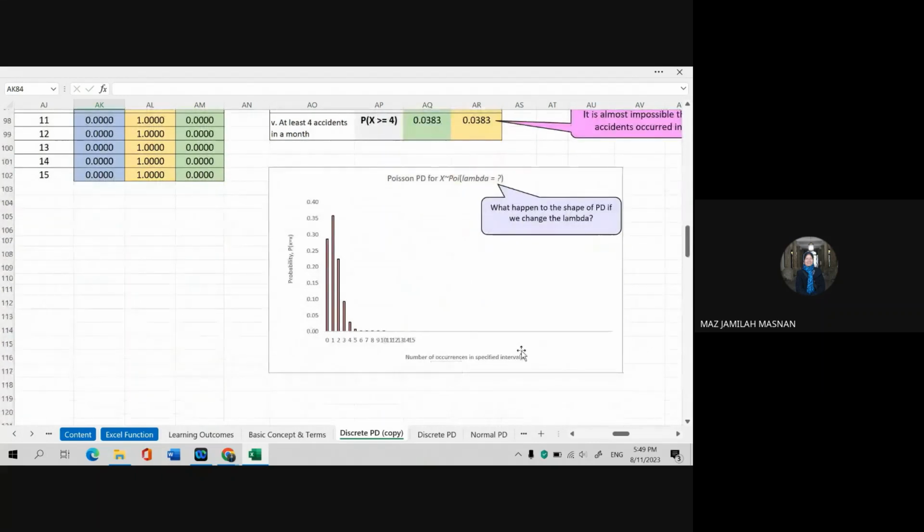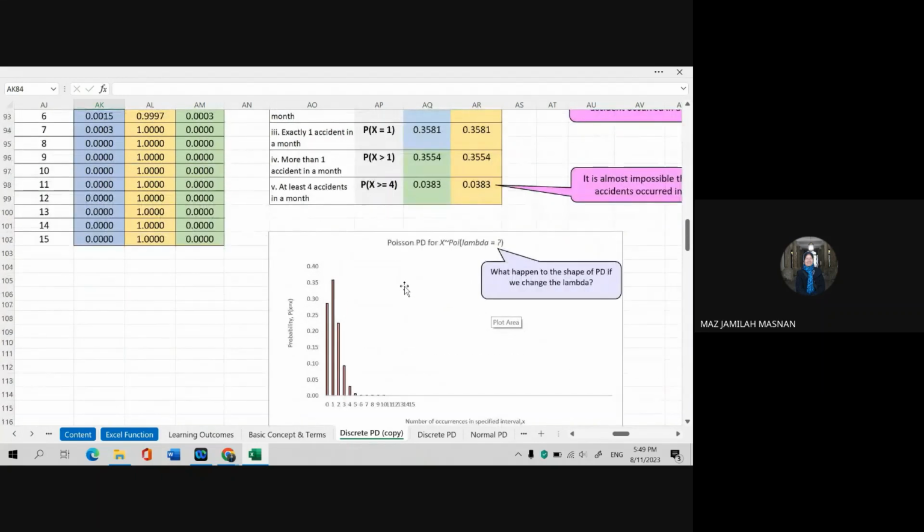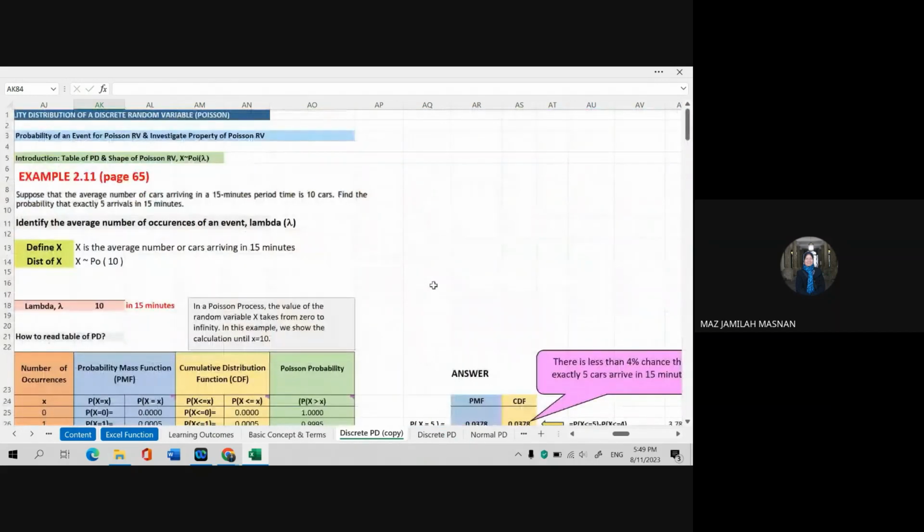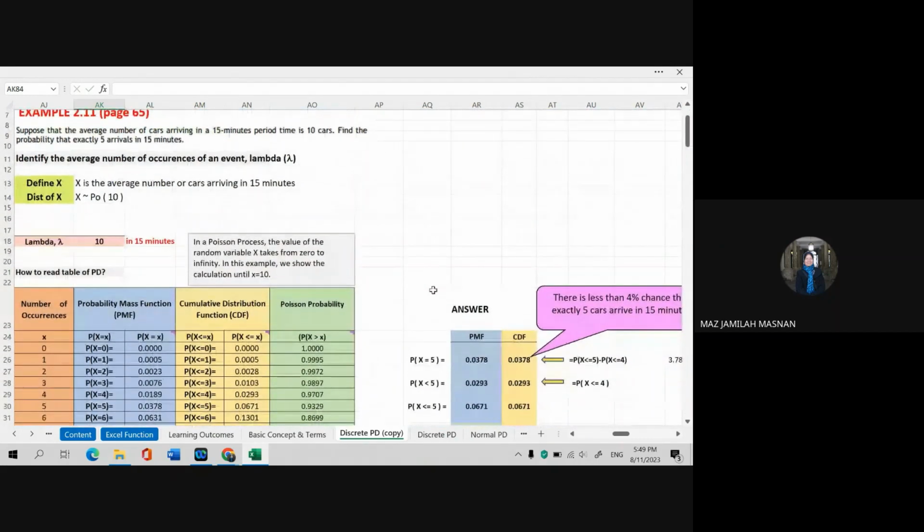So this is how you can use Excel in order for you to solve your Poisson probability distribution equation. So I hope the video is useful for you in order to understand the whole concept of Poisson probability distribution and how you can use some functions in Excel to solve them.